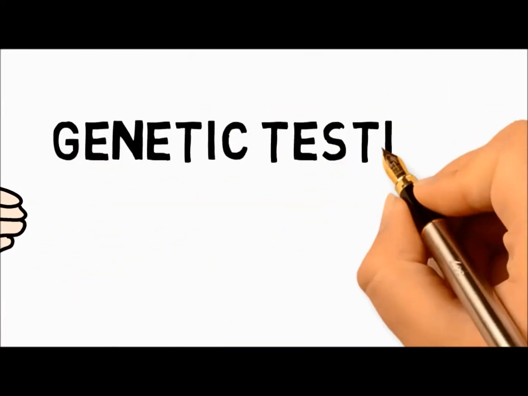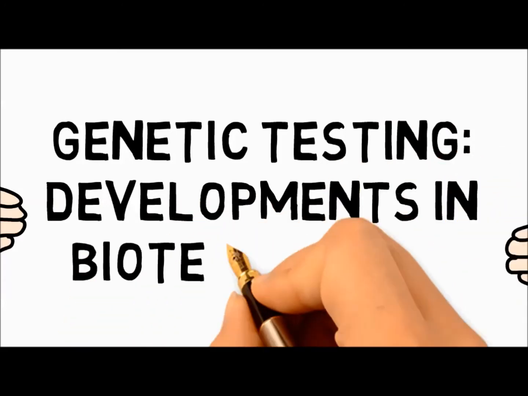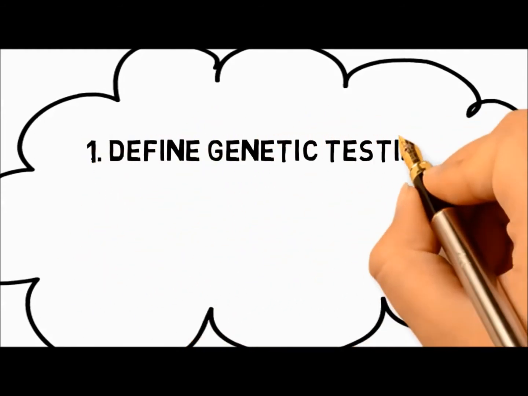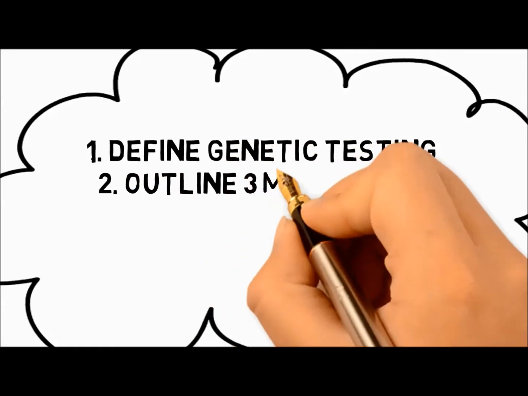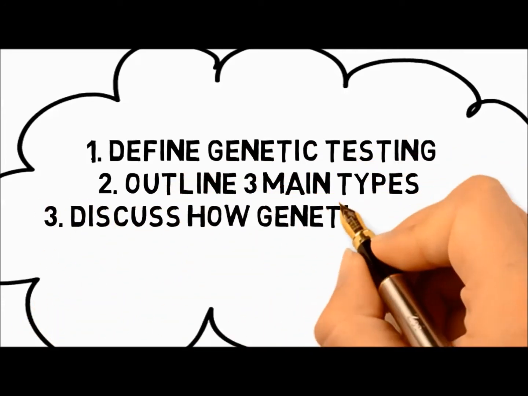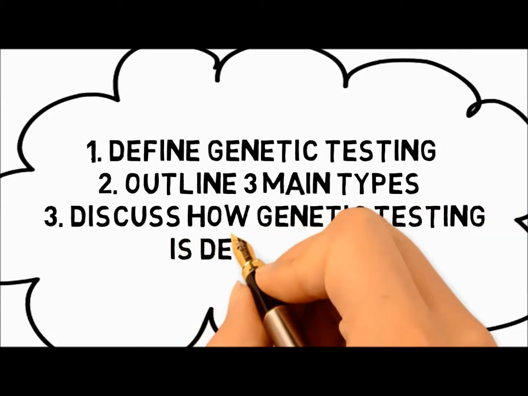Today we're looking at genetic testing and the developments in biotechnology in this area. Now, let's look at our learning goals for today. These are to be able to: 1. Define genetic testing, 2. Outline the 3 main types of genetic testing, and 3. Discuss how genetic testing is developing.